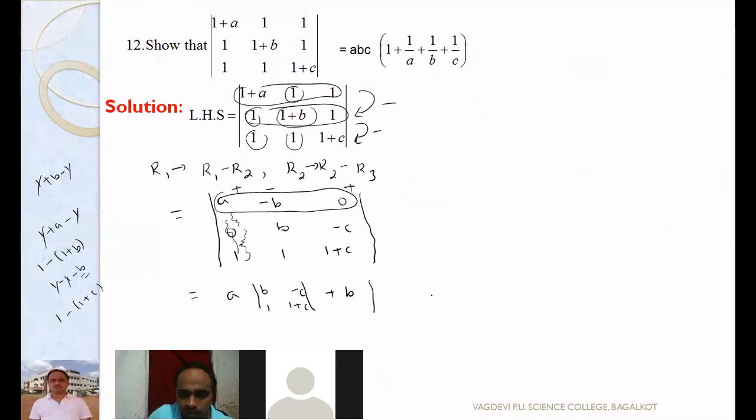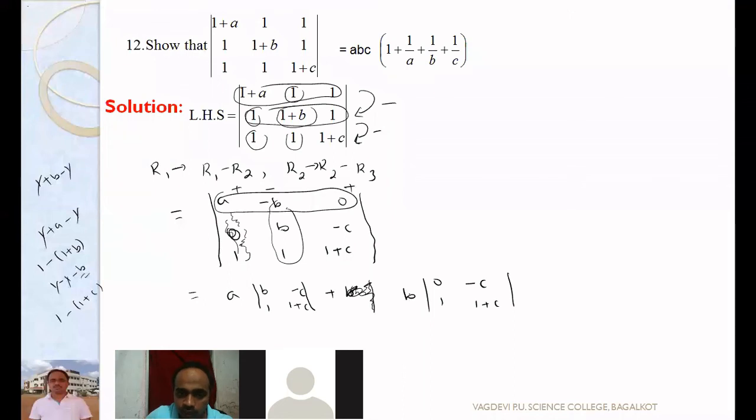Again, write the minor. Minor means delete this row and delete this column. What are the numbers now? 4 numbers: 0, minus C, 1, 1 plus C. This is the determinant. Just strike this out.